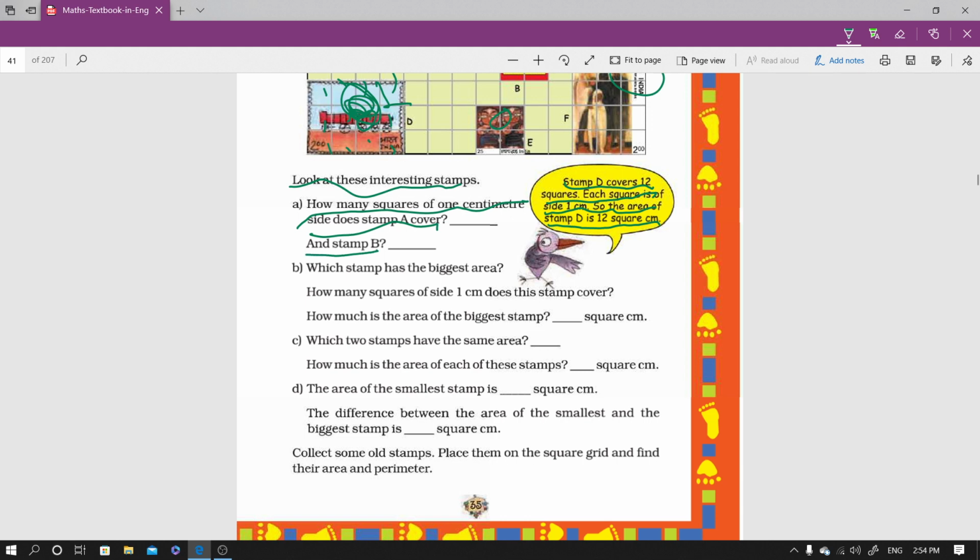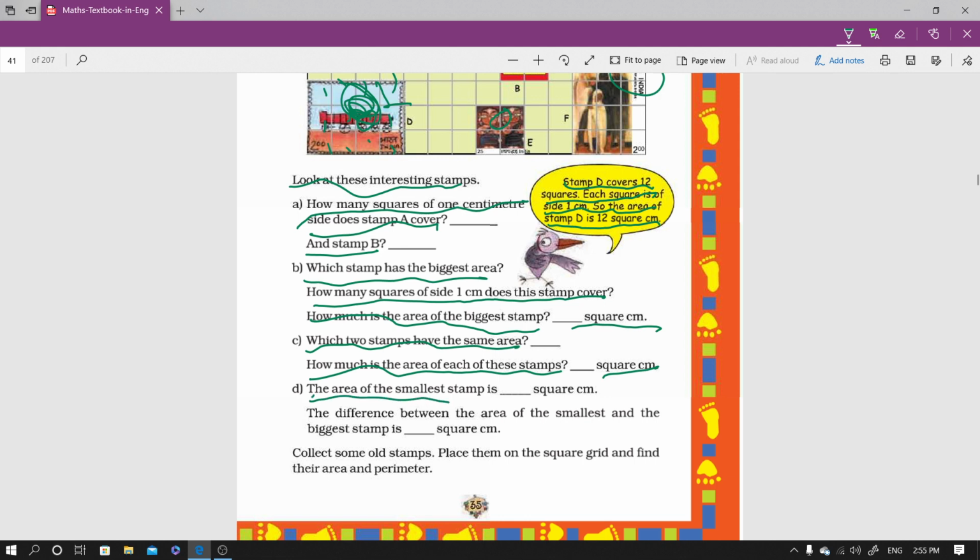And stamp B. Which stamp has the biggest area? How many squares of side 1 cm does this stamp cover? How much is the area of the biggest stamp? Blank square centimeter. Which two stamps have the same area? How much is the area of each of the stamps? Square cm.